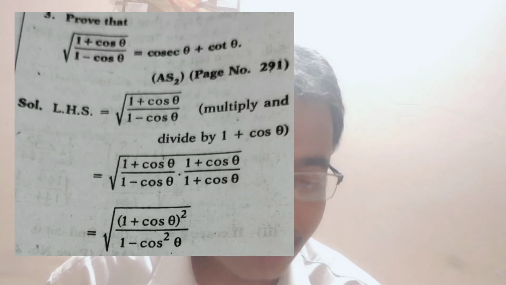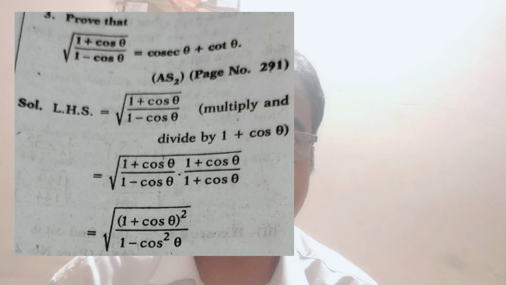So next here, one more important concept, that is proving the trigonometric equations. That means here we have to prove that under root of 1 plus cos theta by 1 minus cos theta is equal to cosec theta plus cot theta. Actually here each equation is like an identity.